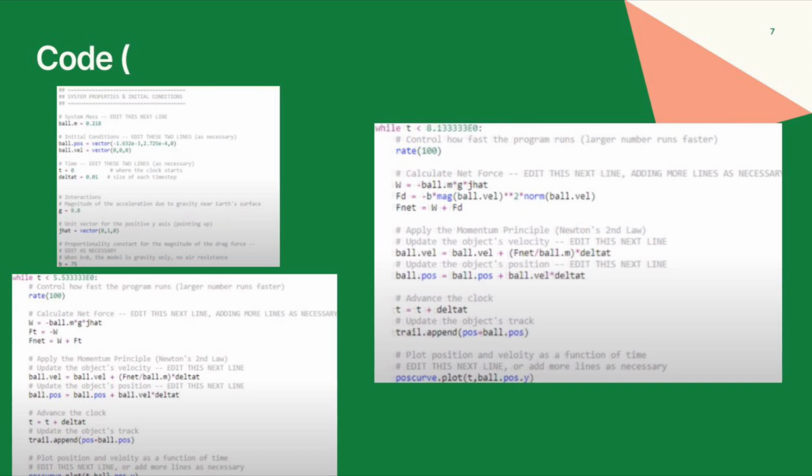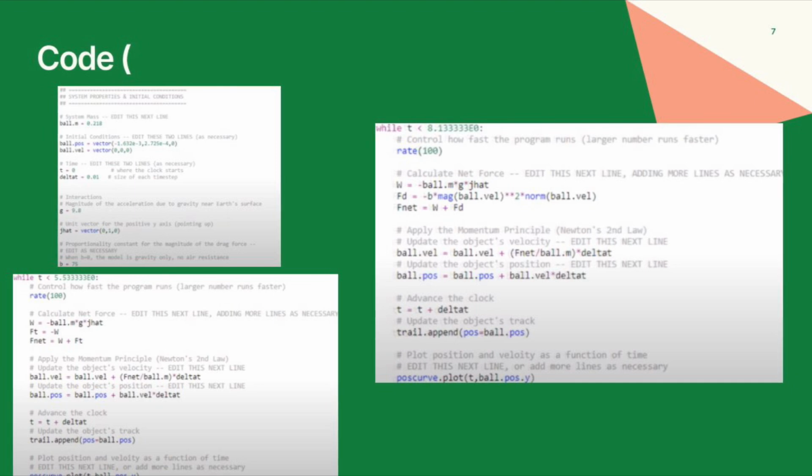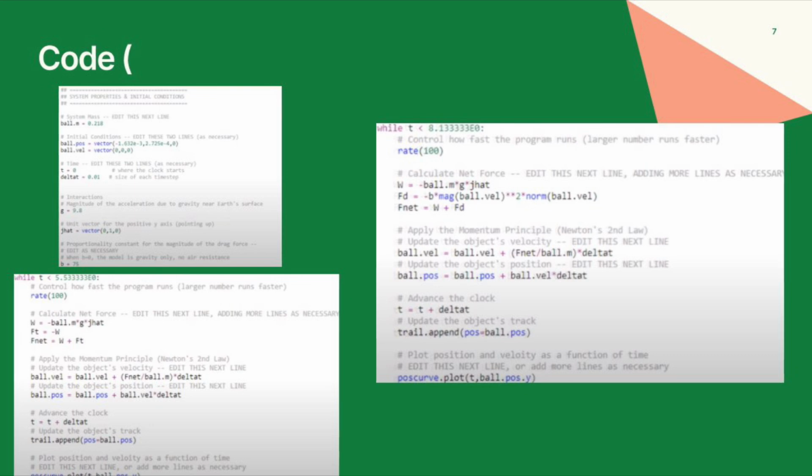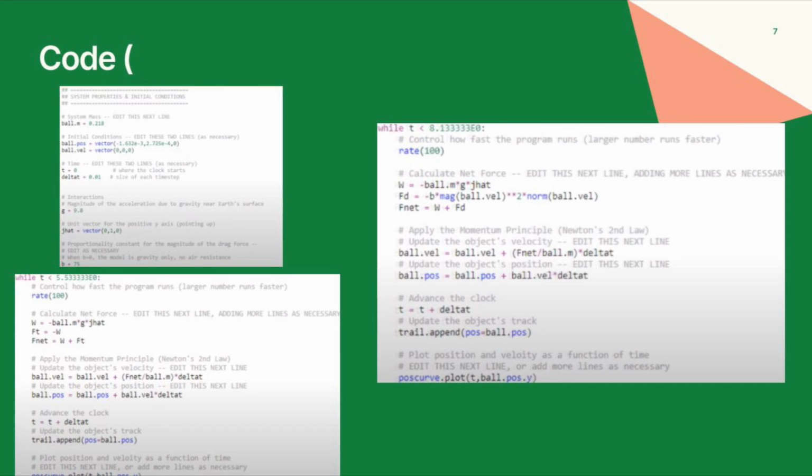Here's some of the code where you can see I put in the mass of the ball, the gravitational force, and the position and velocity initially. You can see that our time reached up to 5.5333, so we did a while loop where we calculated the net force and applied the momentum principle to update the object's velocity.